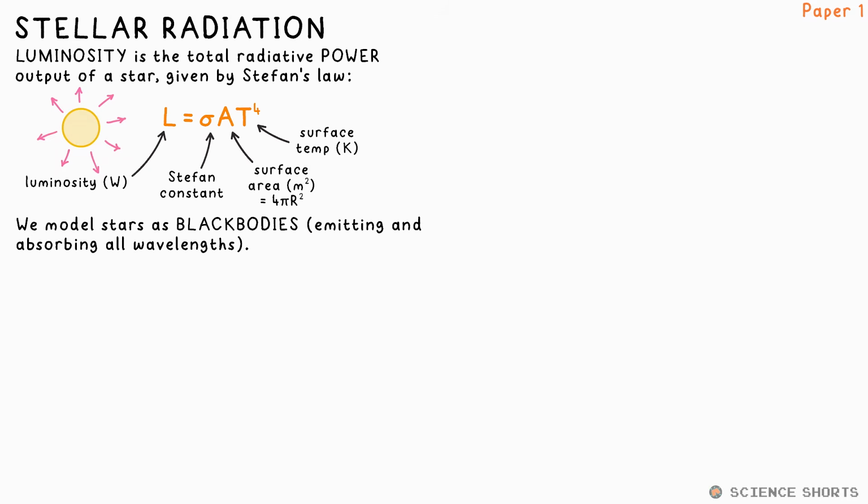For the sake of physics, we can treat stars as perfect black bodies. We assume that they emit and absorb all wavelengths of light equally. This allows us to draw this graph of energy emitted against wavelength. We can see that it increases with a shorter wavelength because shorter wavelength means higher frequency, which means that the waves have more energy.